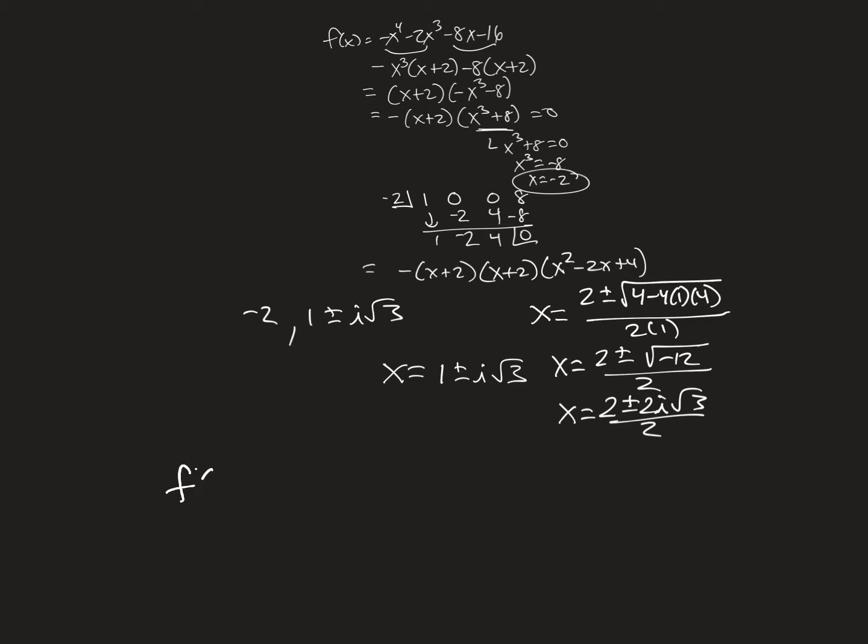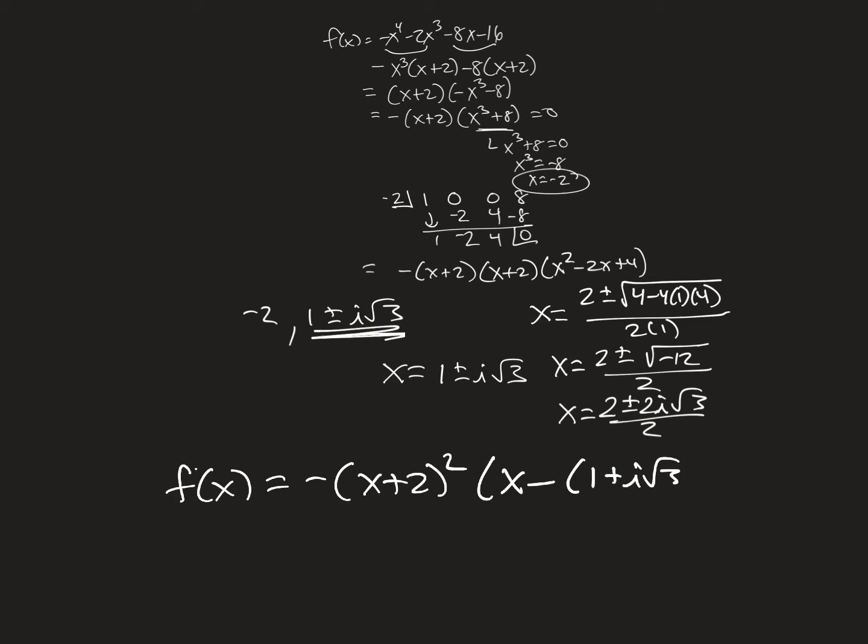So this function f of x is negative (x plus 2) squared. And then I've got to write these imaginary roots as linear factors. And remember, it's always x minus the root, so x minus (1 plus i root 3) and x minus (1 minus i root 3). And that was all. So the hard part was getting the roots at the beginning, but also then remembering the factoring out of the negative, because the leading term is negative 1, and that should be the same in this linear factored form.